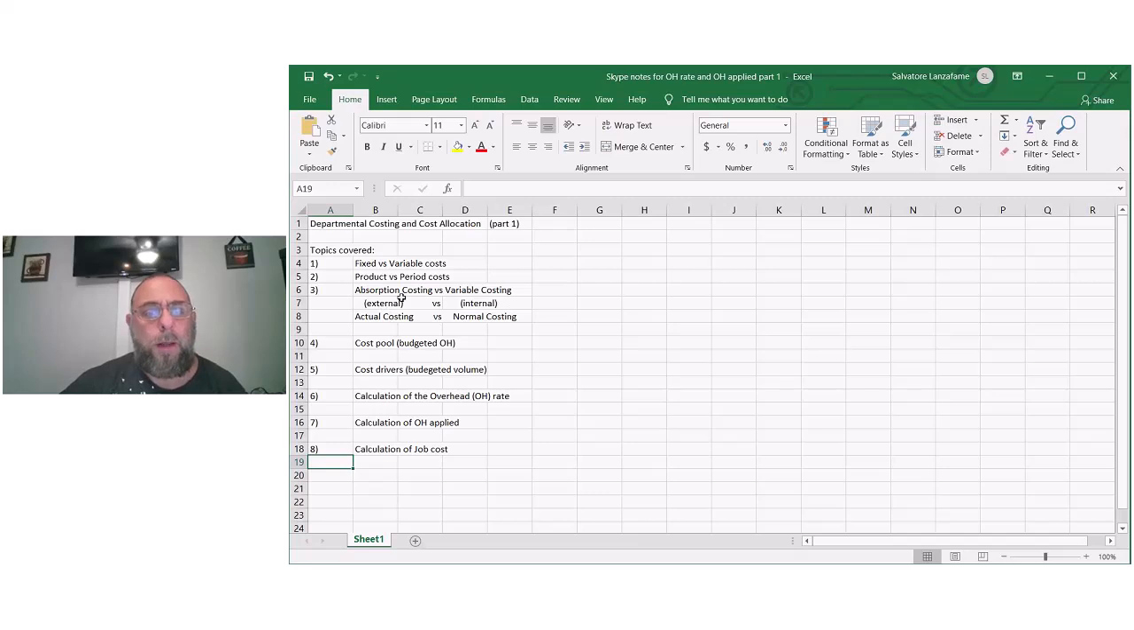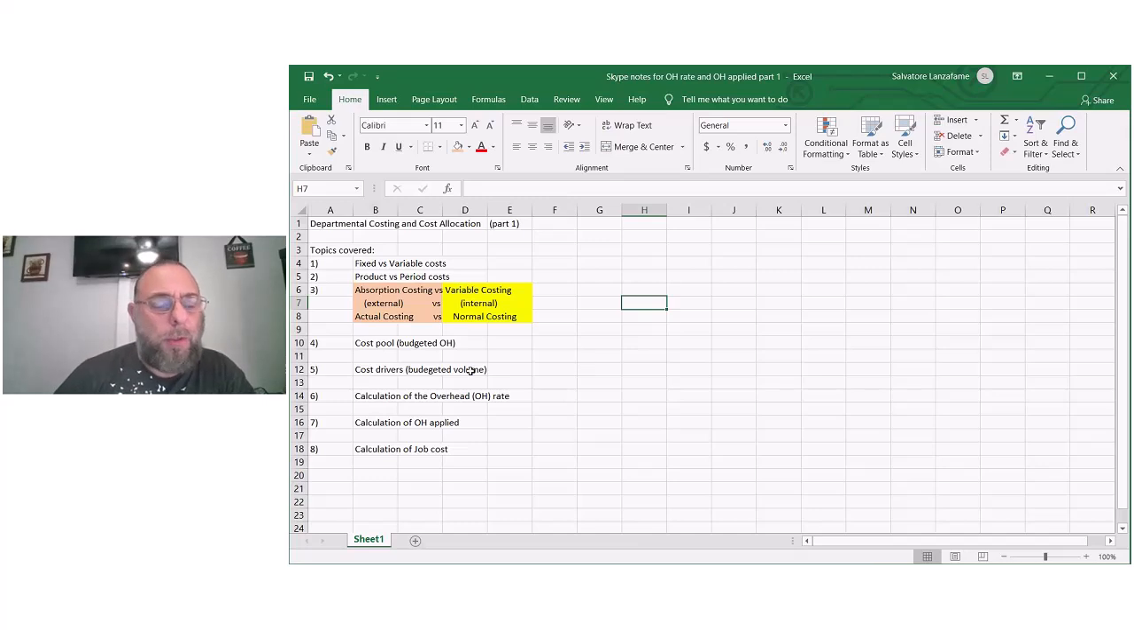By the way, another name for absorption costing, if you remember previous videos that I've done, is external presentation. So external versus internal, another way of saying that is absorption versus variable. Another way that's common out there is actual costing versus normal costing. So these three basically mean the same thing, and these three things basically mean the same thing. Okay. Just so you have an idea.